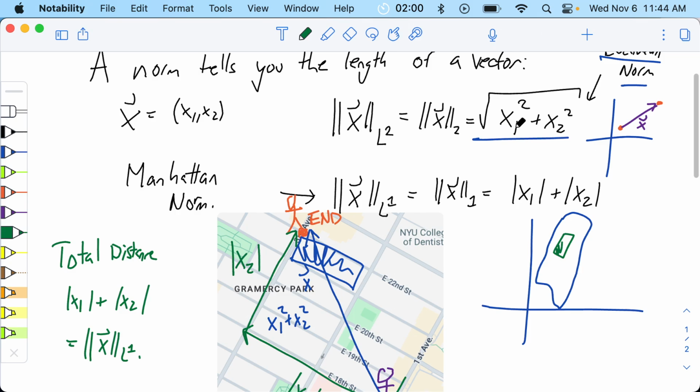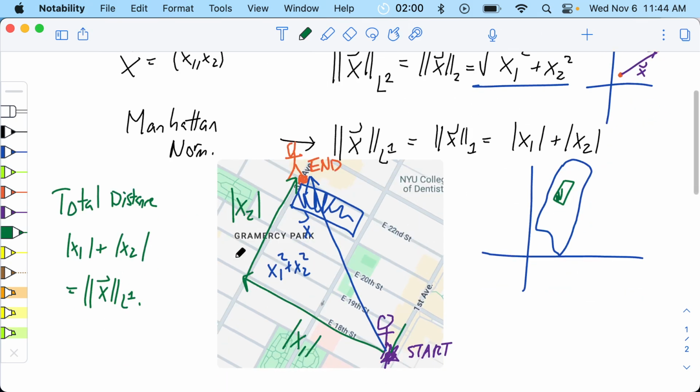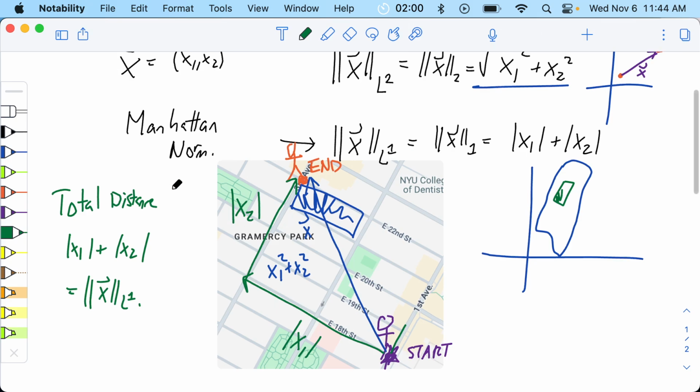So the regular norm assumes you can just move diagonally, and this says you have to move in these directions. That's why it's called the Manhattan norm, or the L1 norm. Questions or comments about that? So now you know, when you see Manhattan norm, you know why.